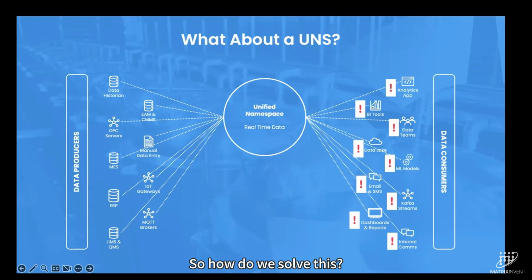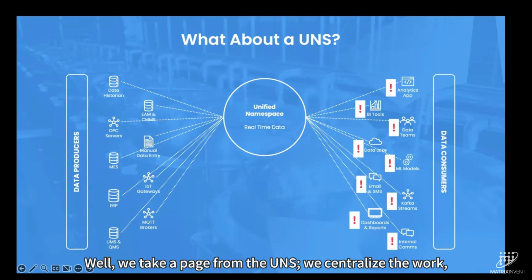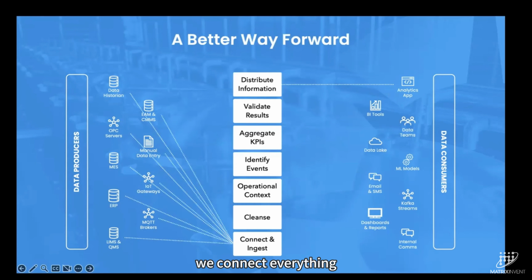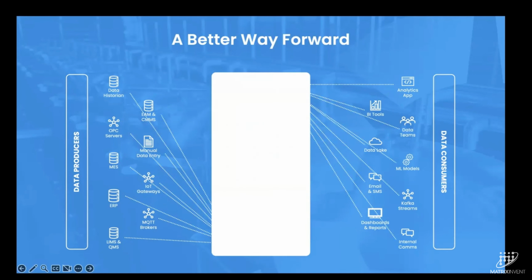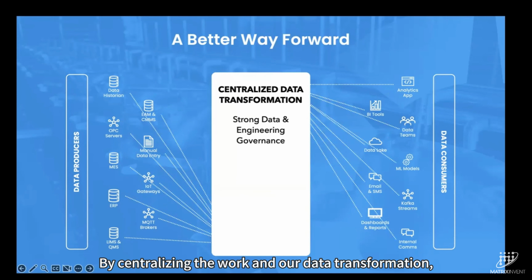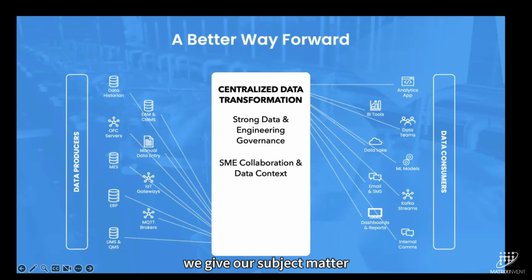So how do we solve this? Well, we take a page from the UNS. We centralize the work. We connect everything to a centralized location where we can process data and turn it into information. And then we publish out to our applications to use that data. By centralizing the work and our data transformation, we pick up that strong data engineering and governance. We give our subject matter experts from both the OT side and the IT side a centralized place to collaborate.